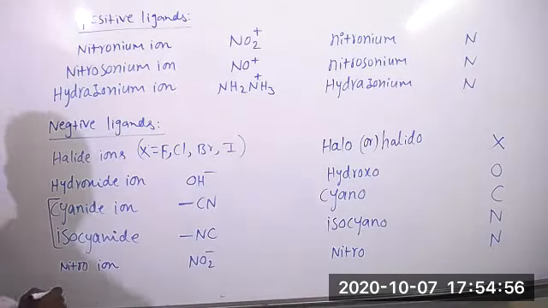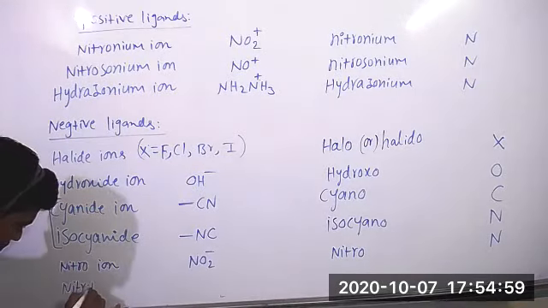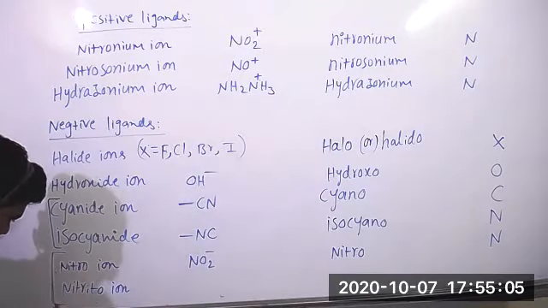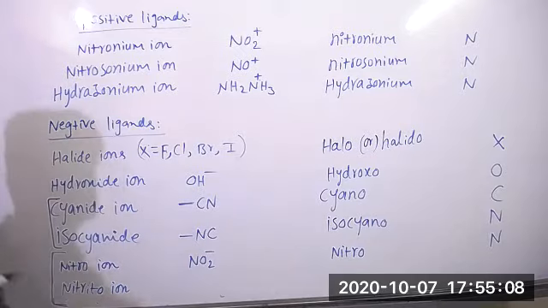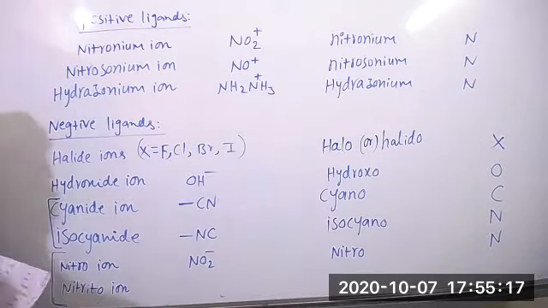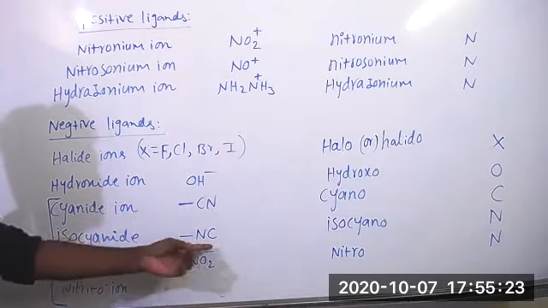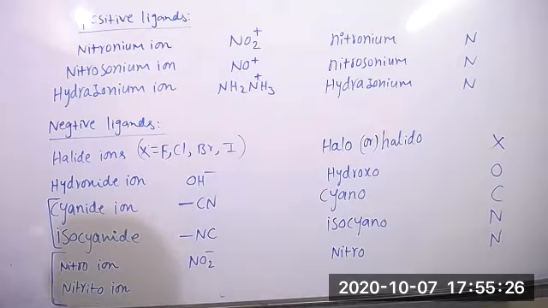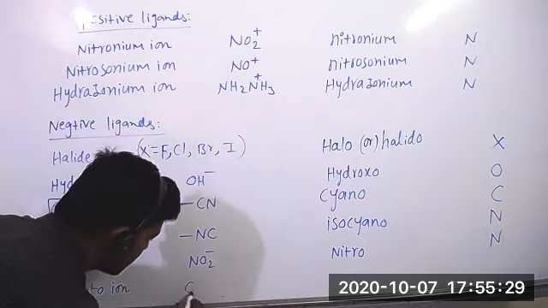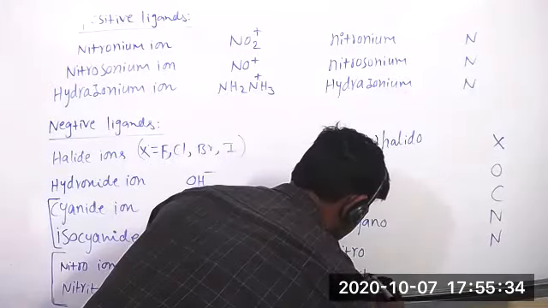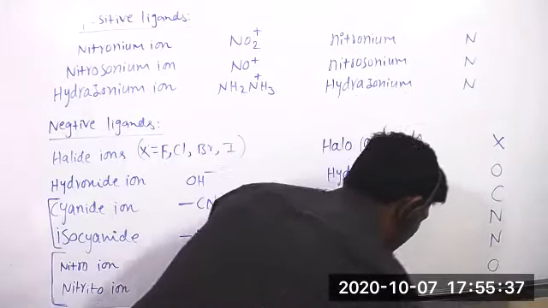Next one, nitrito ion. Cyanide and isocyanide are ambidentate ions; only one atom can bond at a time. This is a monodentate ligand only, so we can call it an ambidentate ligand. Sometimes capable to bond with carbon, sometimes possible to bond with nitrogen also. So nitrito ion is ONO minus. Here oxygen is bonding to central metal atom. So using the word nitrito. Nitrito, oxygen is bonding.